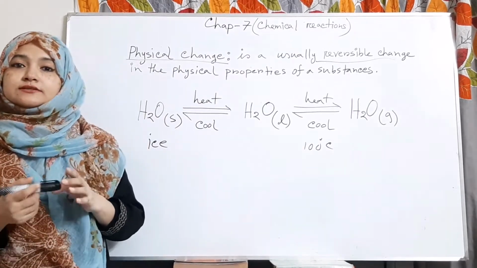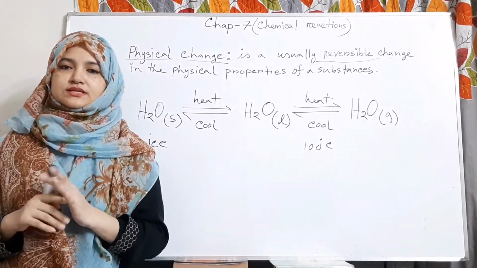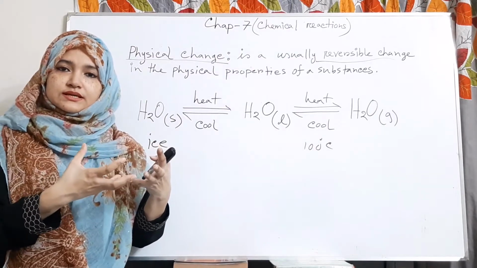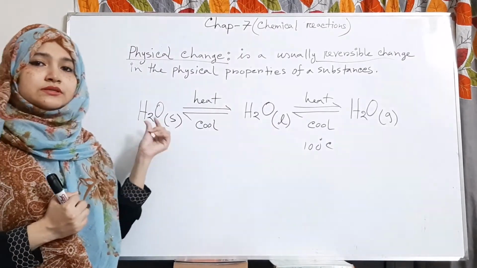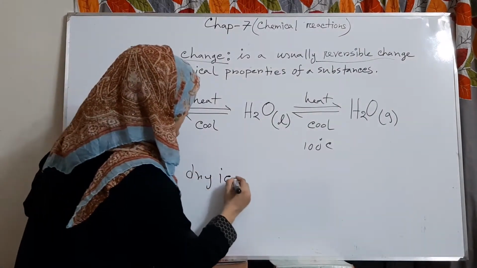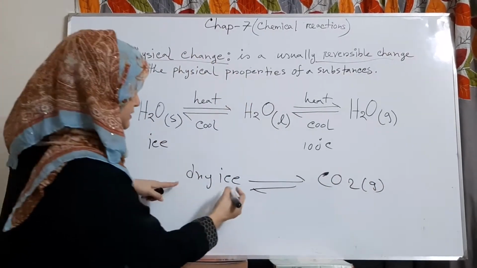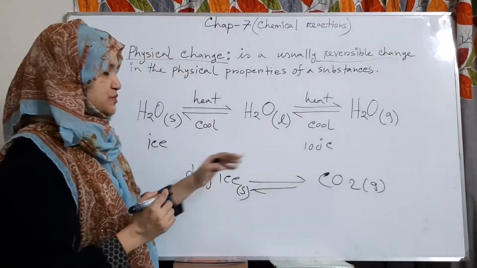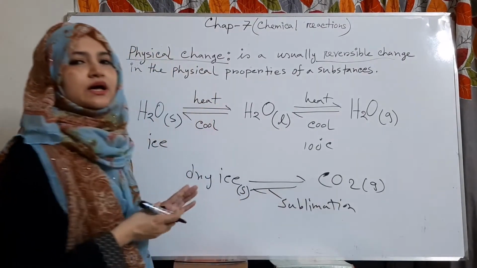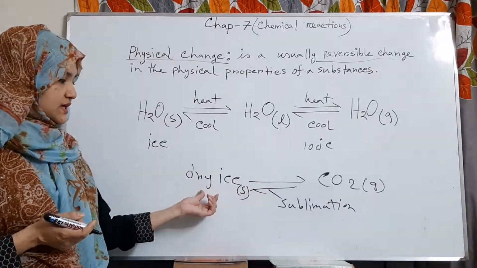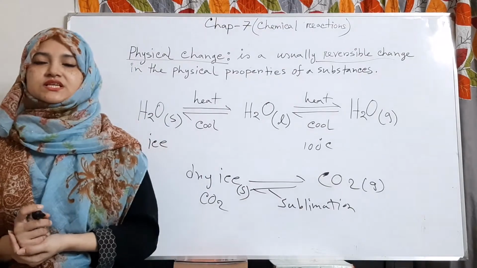And also, if we take dry ice, we know about that. What is dry ice? Solid carbon dioxide. When we place solid carbon dioxide in open air, it turns into carbon dioxide gas. This is solid to gas, and this process is known as sublimation. This is also a physical change. In dry ice the chemical formula is CO2 and gaseous carbon dioxide is also CO2. I think physical change is clear to you.